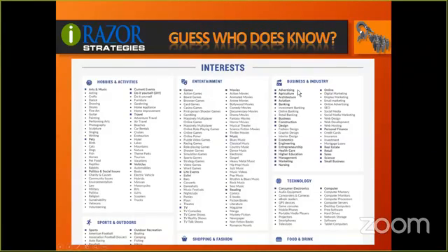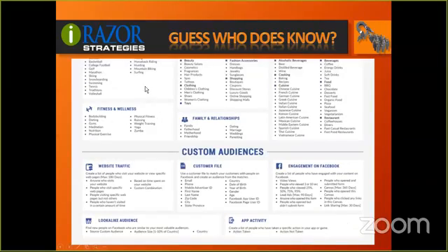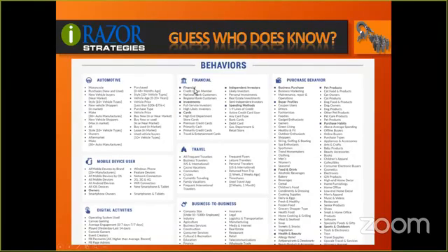Our choice of entertainment, business and industry, technology, sports and outdoors, shopping and fashion, food and drink. That's on the next page here. Fitness and wellness, family relationships. Then we have other things like website traffic or people who visited a certain web page, customer file information, their engagement on Facebook. We have lookalike audiences and so on and so forth. And then we have behaviors as well.